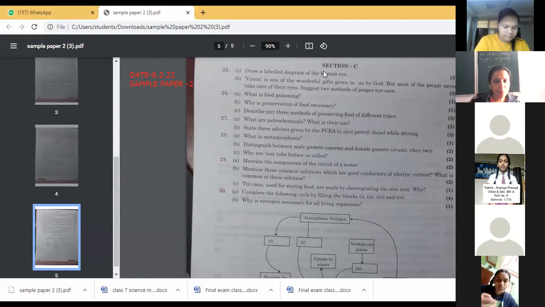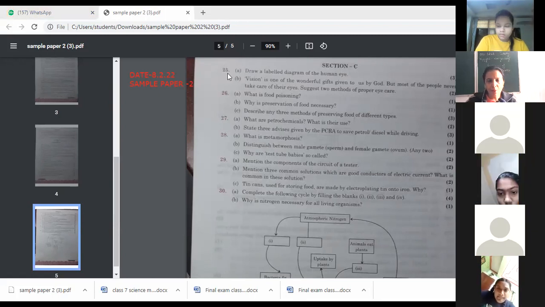Okay, let's move to the next section, C section. Question number 25. Draw a labelled diagram of the human eye. So I think you can draw it.